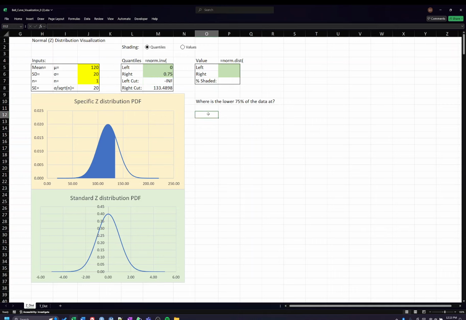Let's say, what about the upper 75% of the data? All we have to do is change this to be 0.75 and then make the right go to 100%. And if we do that, oops, sorry, that's the upper 25%. If we want the upper 75%, we have to go from this lower 25% all the way up to 100%. That would give us our upper 75%. So that would give us this lower cut of 106.5 to infinity.